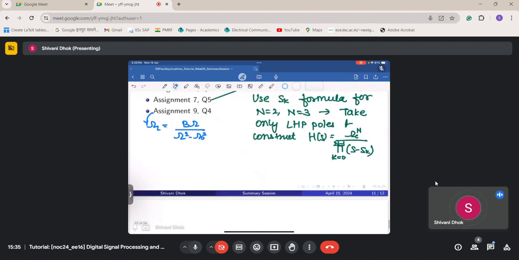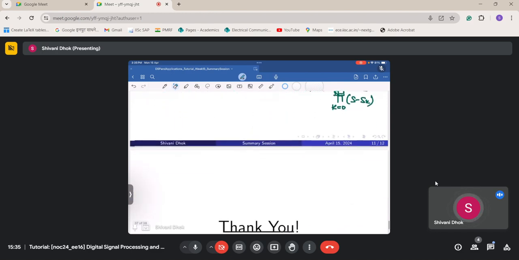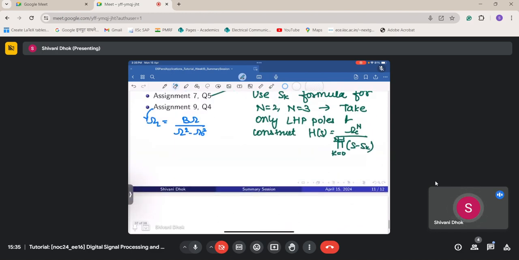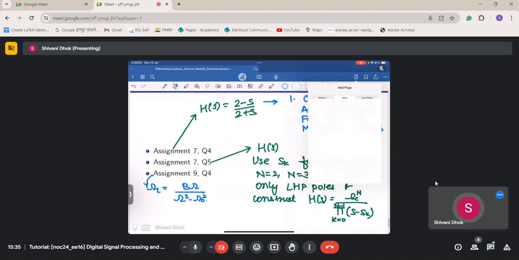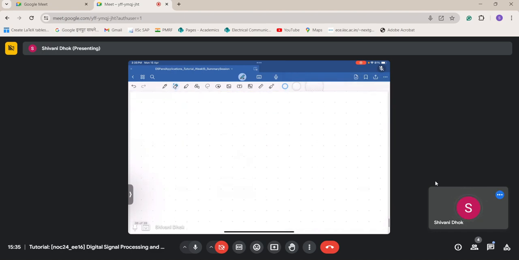So these are the 3 questions for which I would like to give hints. Now let us quickly solve question 3. I haven't solved it, so just be with me. I might make some mistakes there. Still, let's do it. Okay, question 11 of assignment 3.